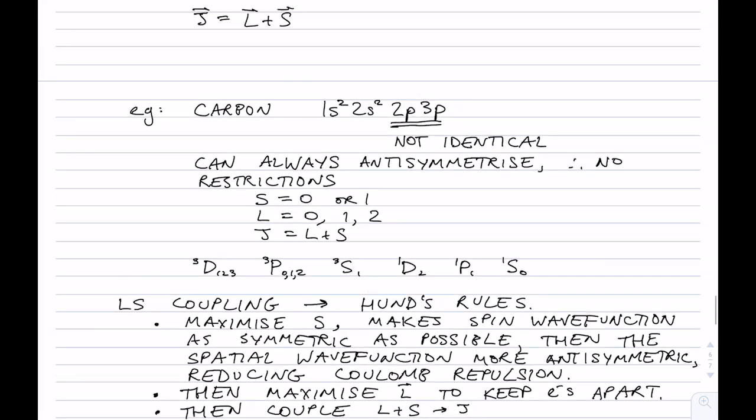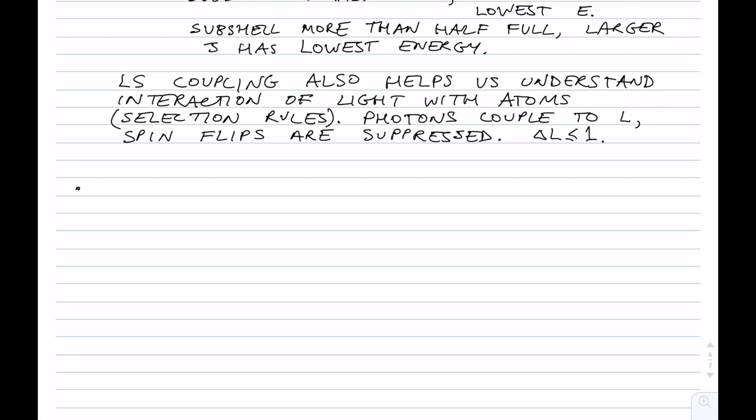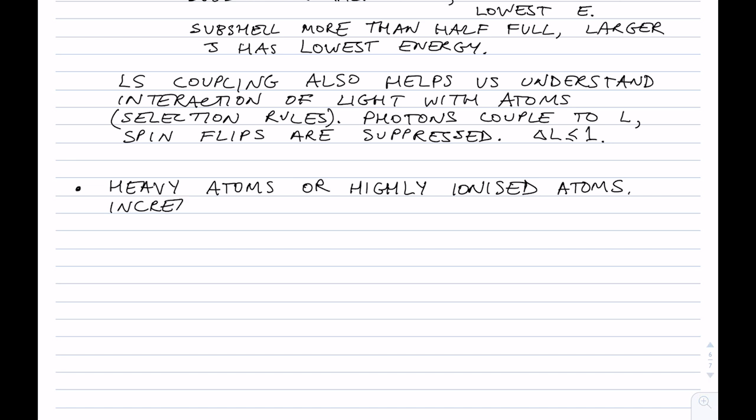What about JJ coupling? When am I going to use JJ coupling? I'm going to use JJ coupling when I've got heavy atoms or highly ionized atoms, I guess highly ionized ions. So, heavy. What does heavy mean? Increased Z.